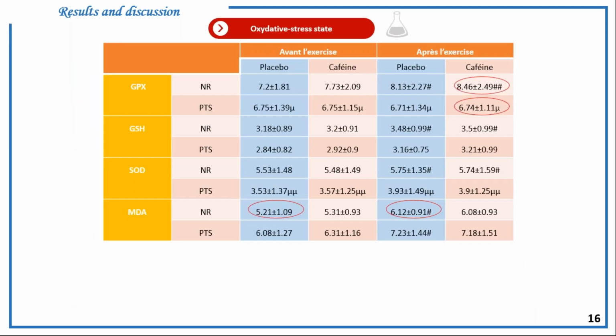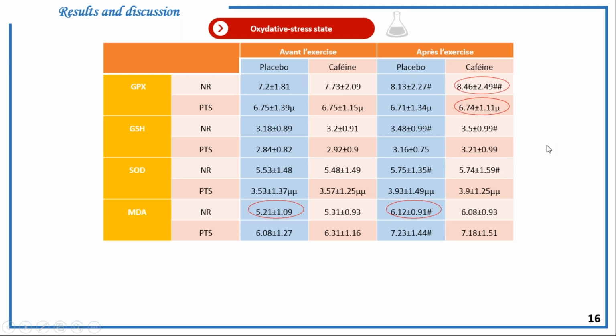And here we have the fourth parameter, which is oxidative stress state. We have 3 parameters, GPX, GSH, and SOD, and also the peroxidation parameter MDA. As we see here on the table, these parameters are not altered by caffeine, but they are altered by the exercise and by the sleep condition. For example, GPX is reduced from 8.4 to 6.7 following the condition of sleeping.